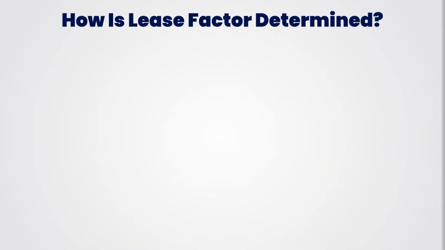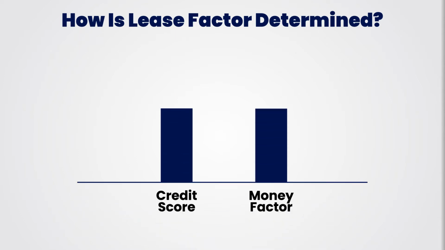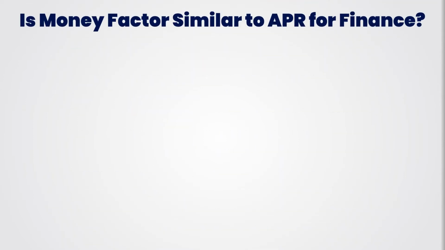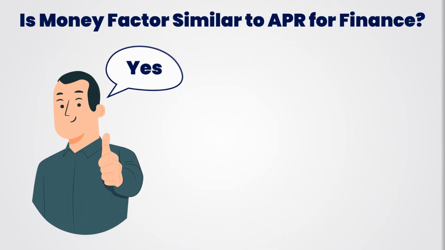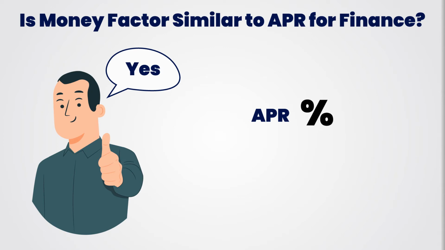So, how's the lease factor determined? The lease factor is going to be determined by your credit score. The higher your credit score, the lower the lease fee or the money factor. Is the lease factor similar to the APR on the purchase of a vehicle? Yes. The money factor is basically the interest that you're paying on a lease. With an APR, the interest is expressed as a percentage. With a money factor, the interest is expressed as a decimal point.